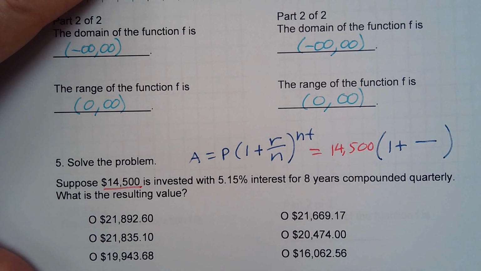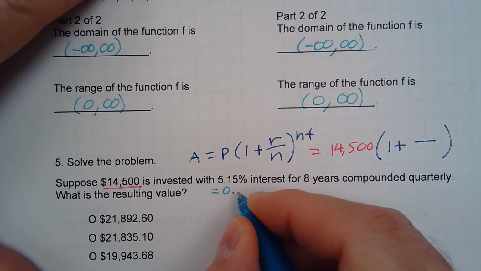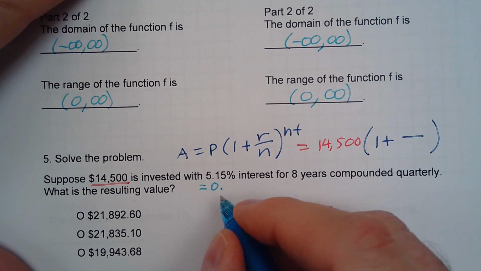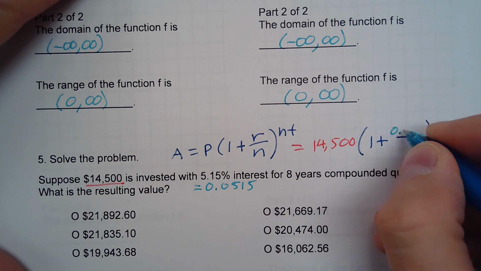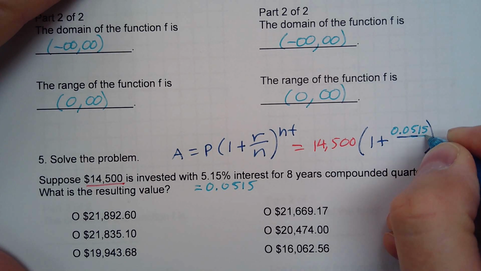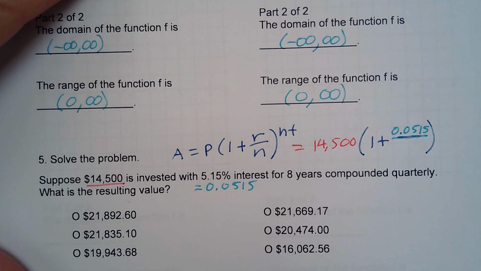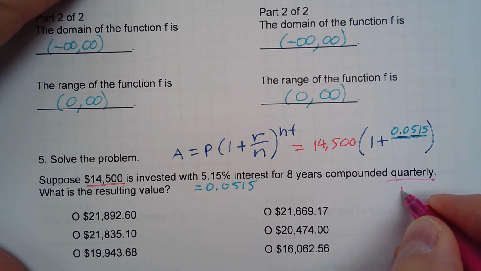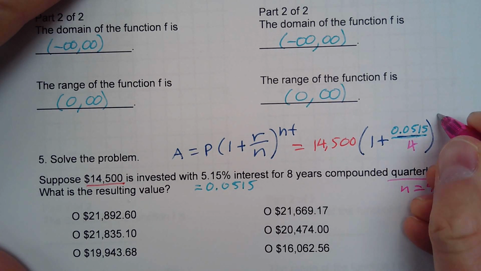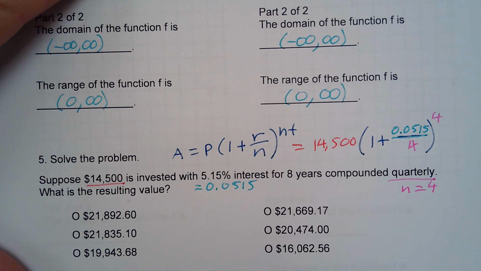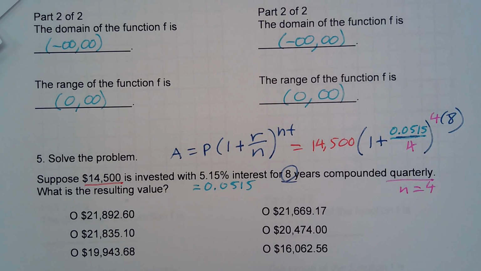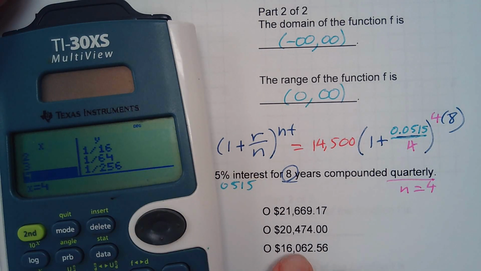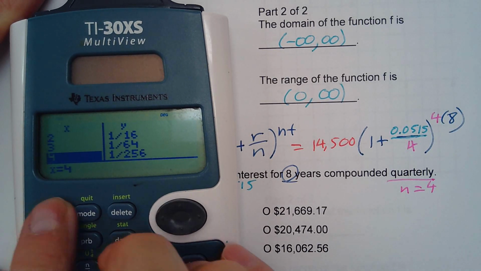My r here, I'll have to write that as a decimal, 0.0515. My n, well, it's compounded quarterly, so that means n equals 4. And we're going for 8 years, so t is going to be 8. And now I'm just going to stick that in the calculator and see which of these answers is the closest to that. So let me do second quit.